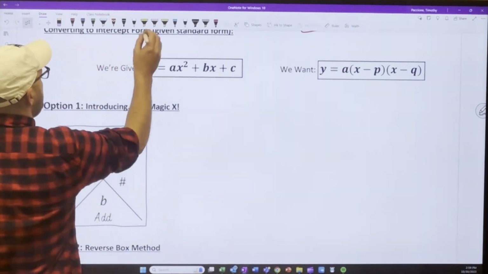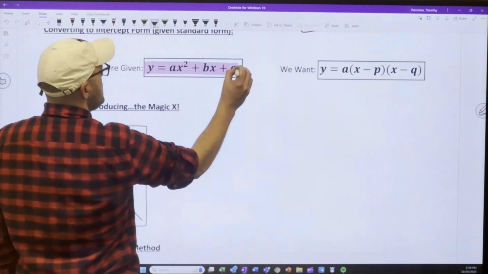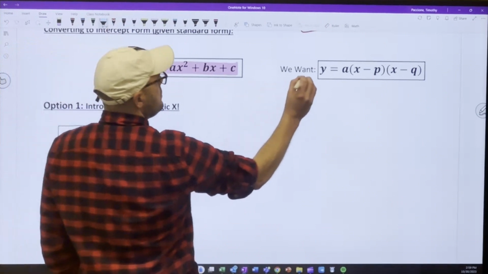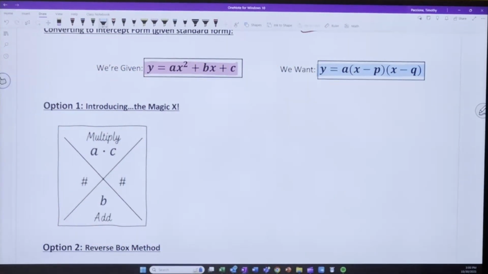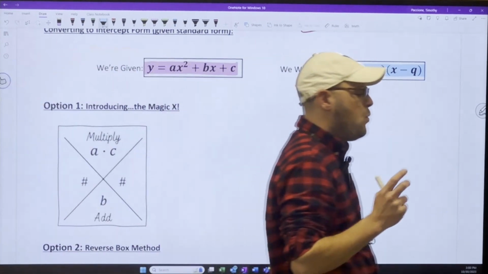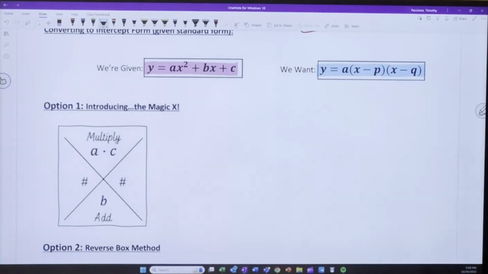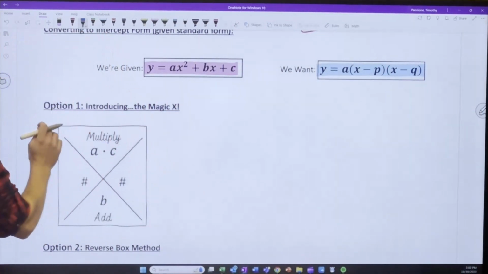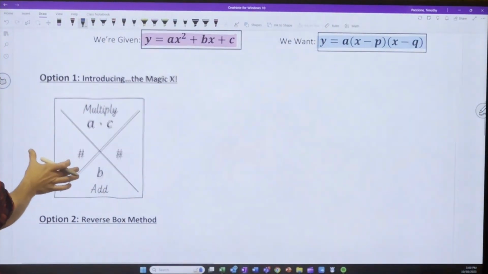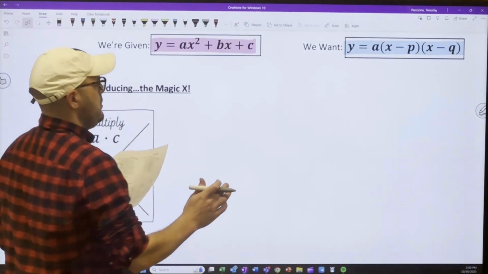Okay? So first we're going to go from standard to intercept. Okay? And we're going to do it a couple different ways. One way is easier in some situations, the other way is easier in other situations. Okay? So before we do, let's just kind of make some sense of what we're doing here, right?